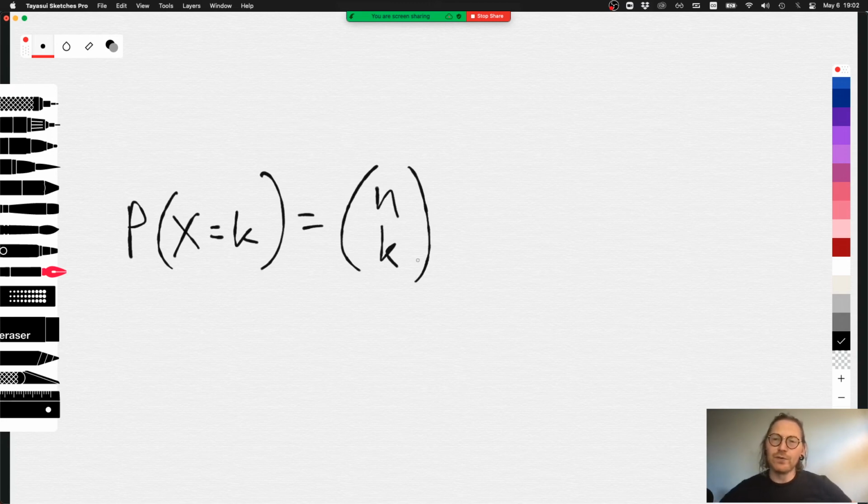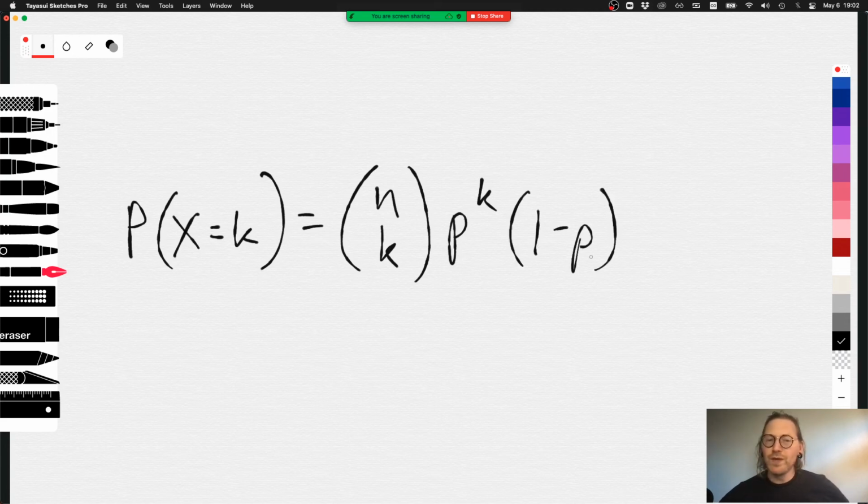There are many different ways that you can, let's say, put 4 over 12 or something like that. There are a number of different ways that you can achieve 4 over 12 or 5 over 15. We've got p to the k, that's the probability to the number of events, and the complement of the probability to the, well, sort of the complement of the number of events, but n minus k, number of trials minus the number of events.